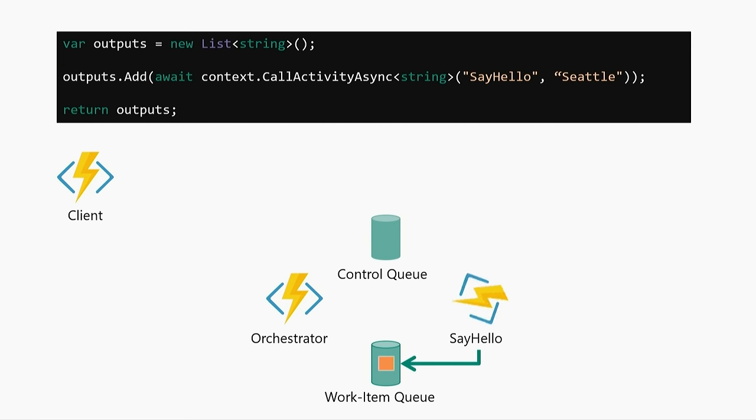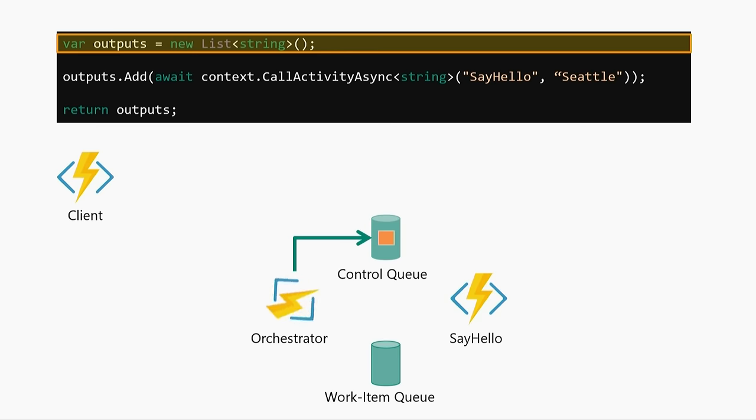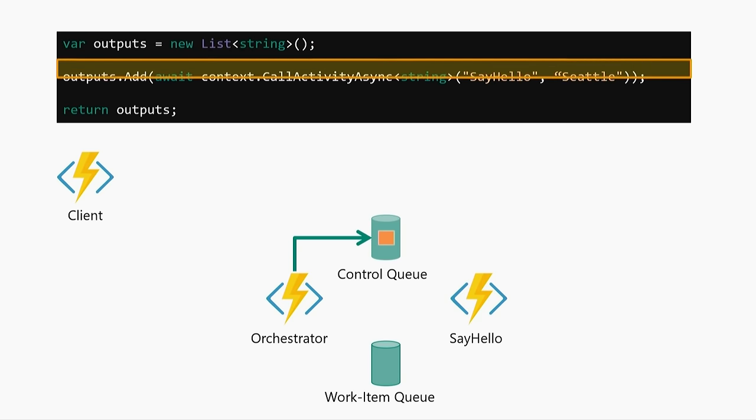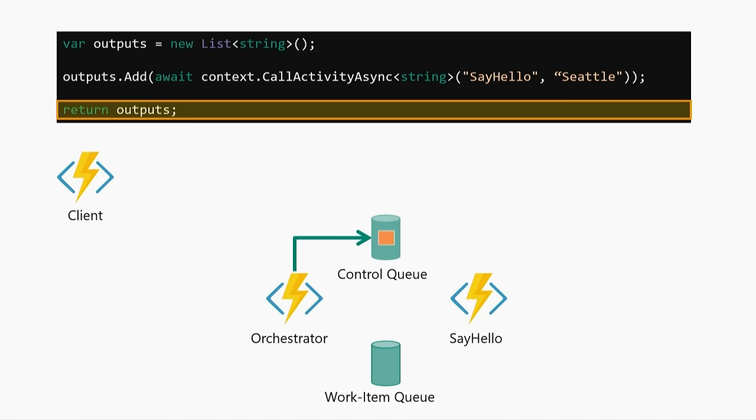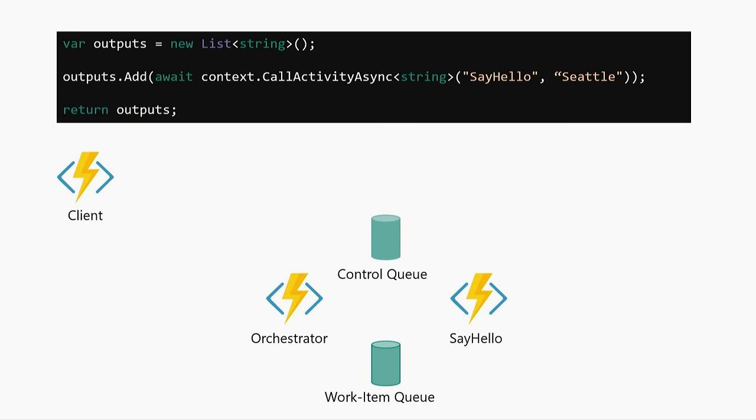The activity function can pick up the item from the work item queue and execute what we asked it to execute. It places an item on the control queue to let the orchestrator know there's something to look at, and then the orchestrator will replay the state, notice that yes, now we have a result, and return.